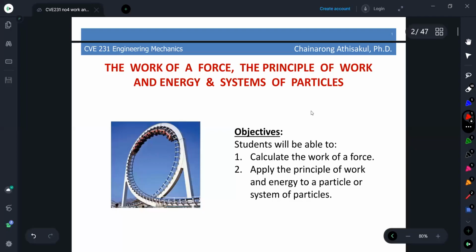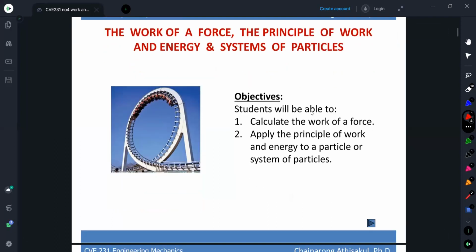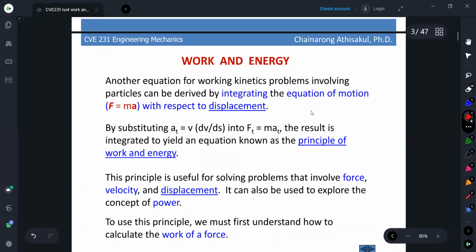In this video, we will be talking about the work of a force, the principle of work and energy of particles. So we are starting with work and energy.